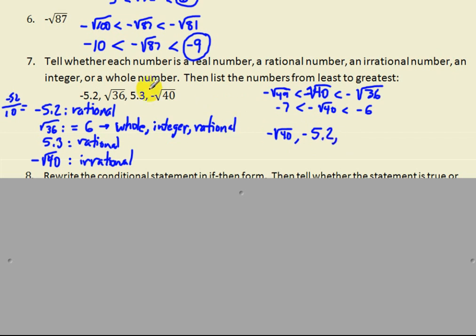Then look at our positive values. We have 5.3 and the square root of 36, which is 6. So 5.3 goes next, and then the square root of 36.